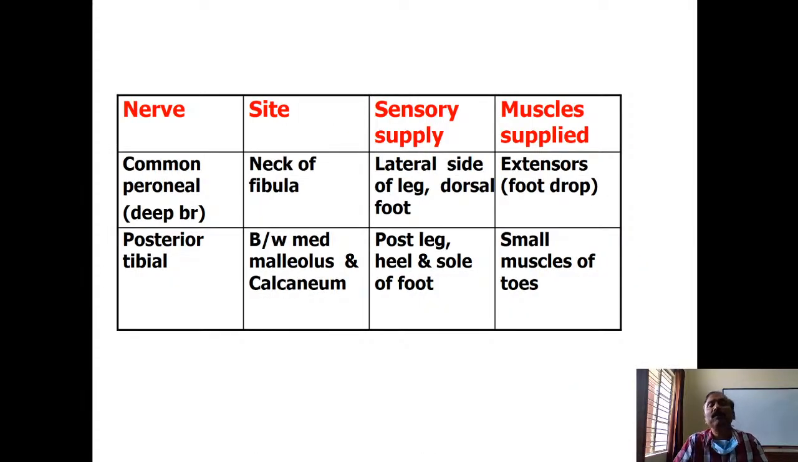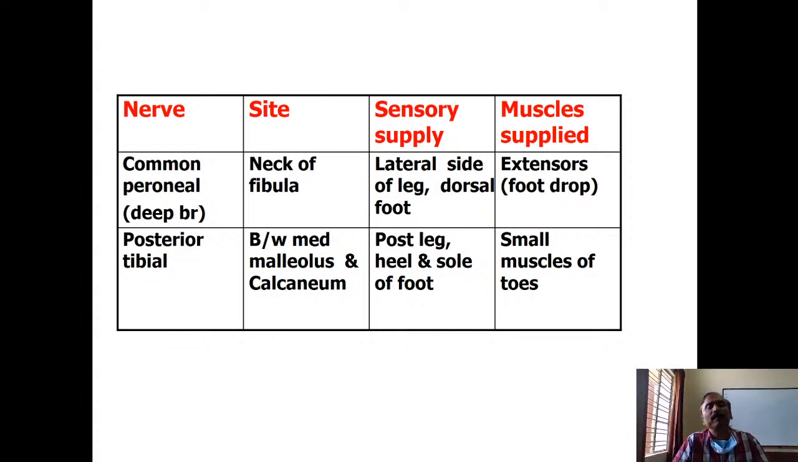Then you have the common peroneal, or the deep peroneal as it is called. You will see it on the neck of the fibula, and it supplies the lateral side of the leg and the dorsum of the foot. It also supplies the extensor muscles of the leg. So whenever that is affected, you get a foot drop.